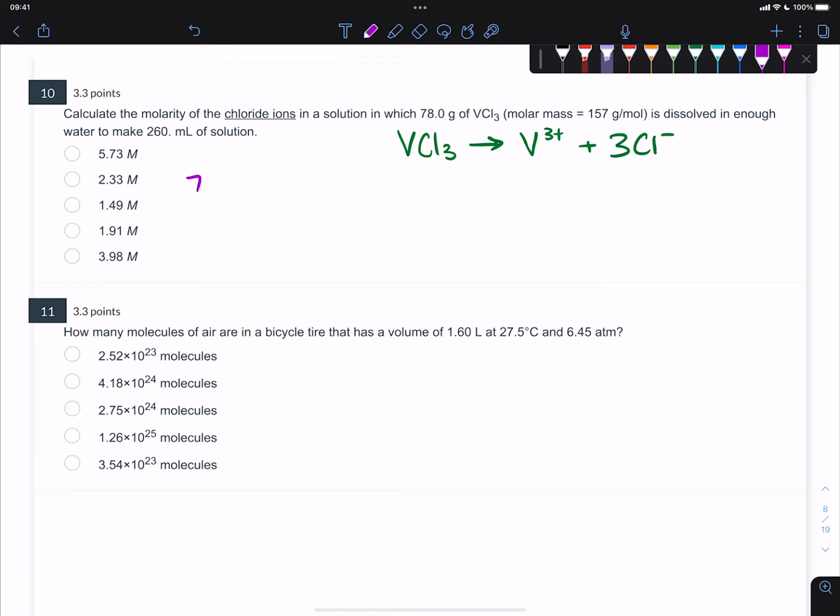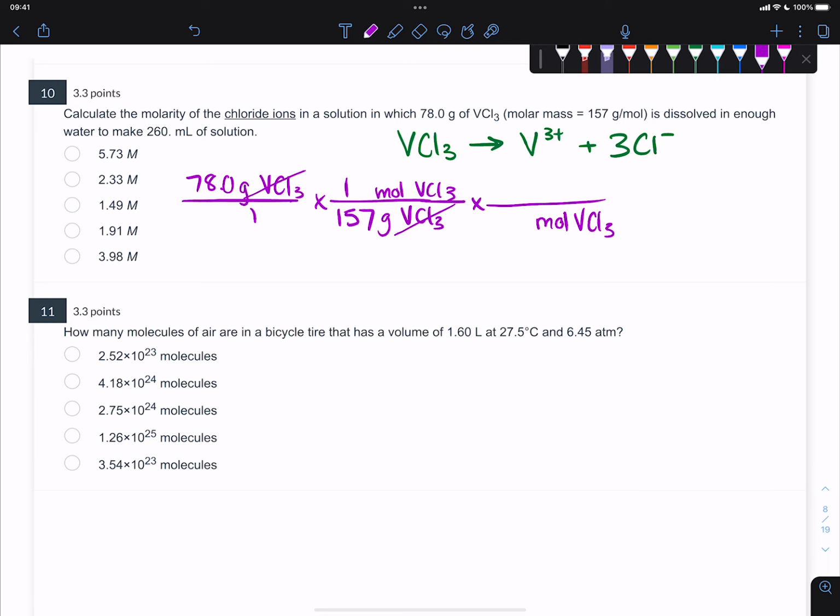We have 78 grams of VCl3 over 1. Let's convert that into moles immediately. So VCl3, 1 mole of VCl3. The molar mass is given to us as 157 grams per mole. This is how many moles of VCl3 we have. But notice how, just like we saw with that barium question, for every 1 mole, actually I'll put the units first. So VCl3, we're going to convert that into moles of the chloride ion.